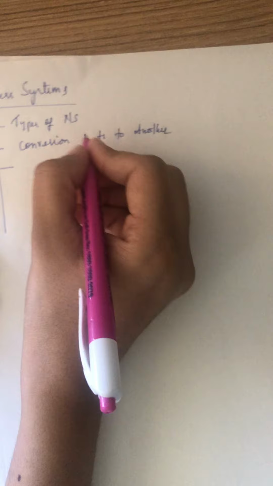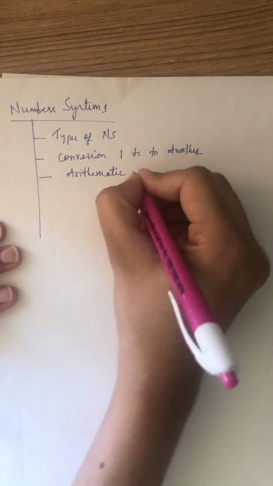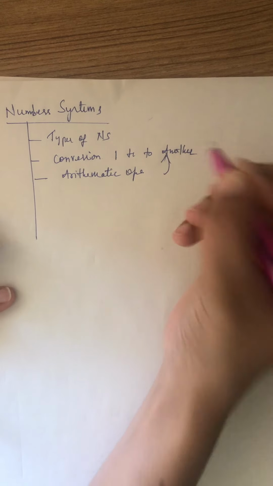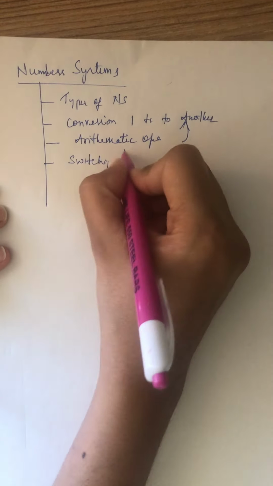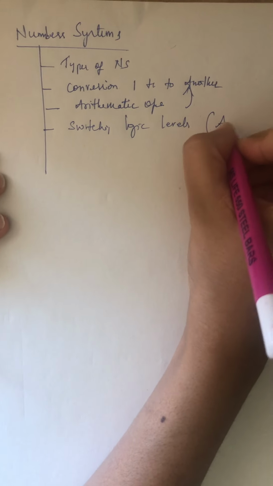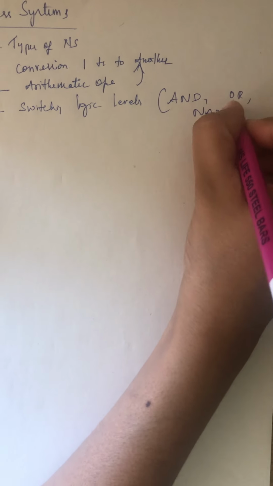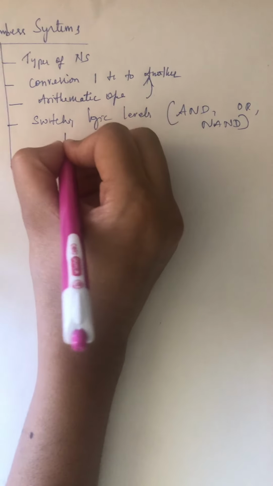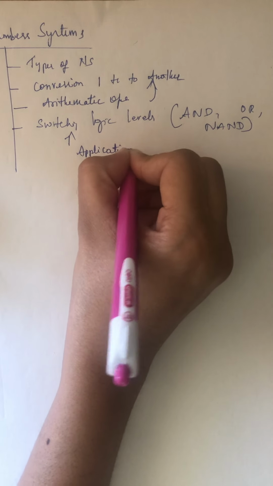Next we follow arithmetic operations on these number systems. Then we will study some of the switching logic levels. Hopefully some of you have learnt these in your PU, like AND gate, OR gate, NAND gate. These are the switching logic levels which we learn in this unit. At last we study applications of these logic levels.